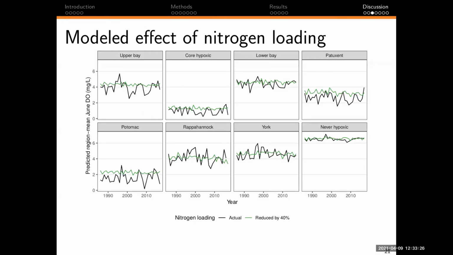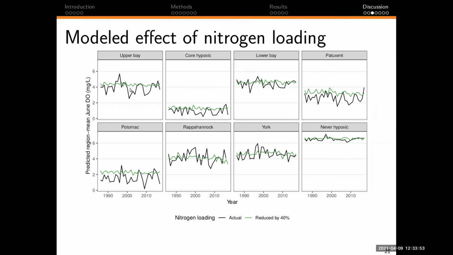And so just as a point of curiosity, I tried running the model with the historical time series of all the observations, except with the nitrogen loading reduced by 40%, so trying to meet that reduction goal. This isn't necessarily a valid comparison because here we're really extrapolating with the machine learning model far beyond the data that it was trained on. So it can do some weird things. But I thought it'd be interesting to look at anyways.